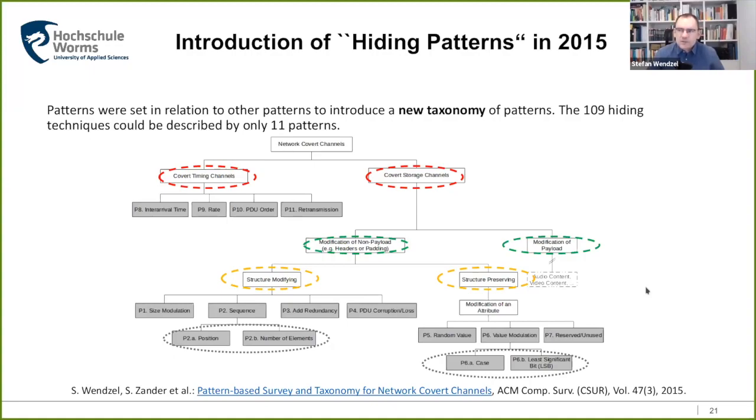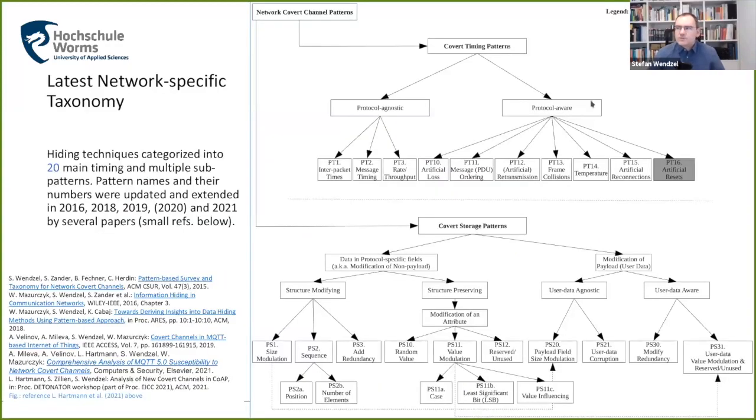The taxonomy developed further. This is, I think, the last version of the taxonomy for network steganography. So as you can see, more and more patterns emerged. I wrote down the core publications that enhanced this taxonomy on the left side.